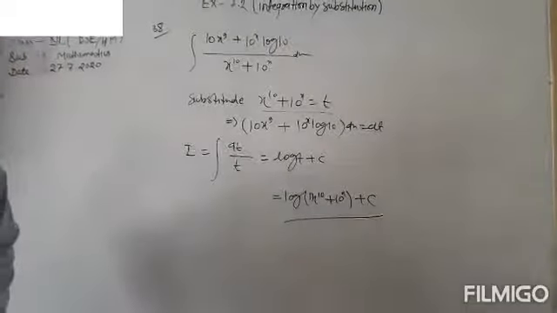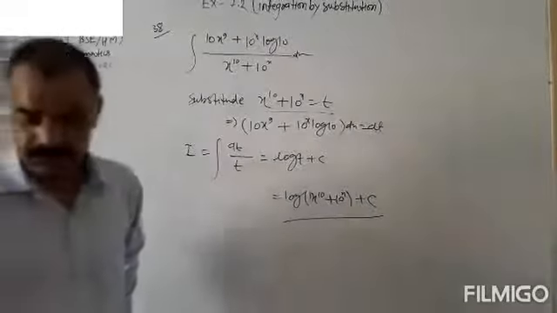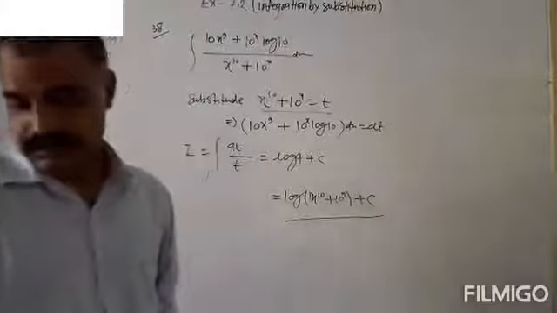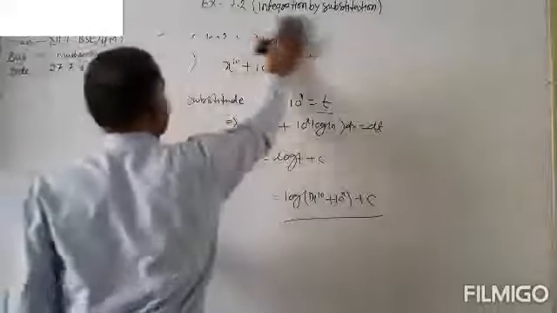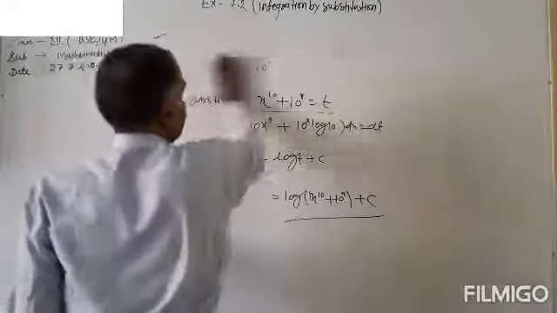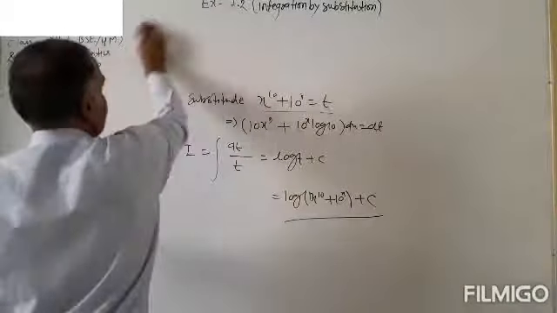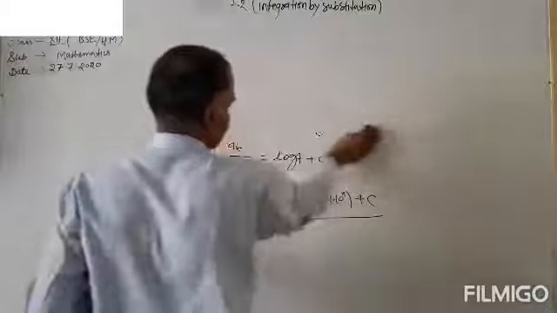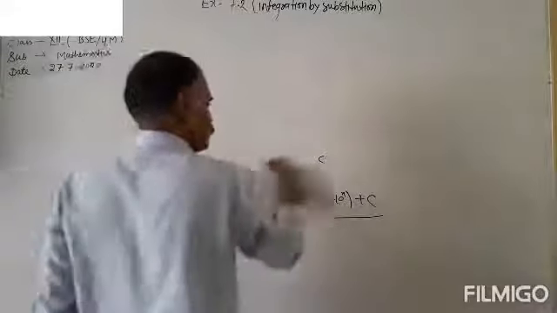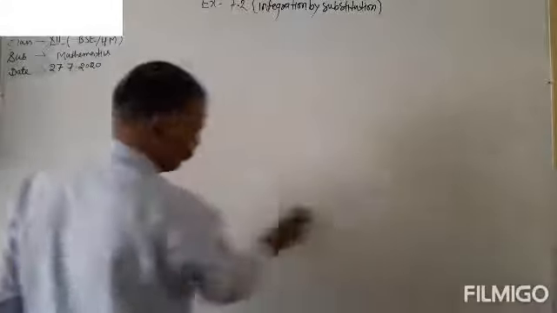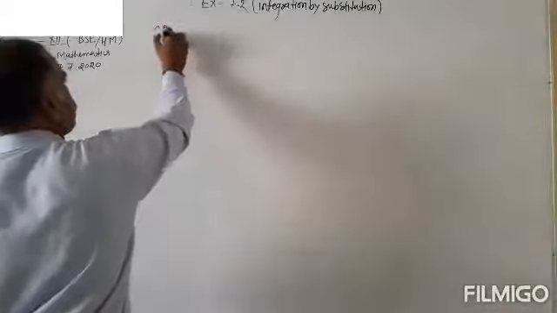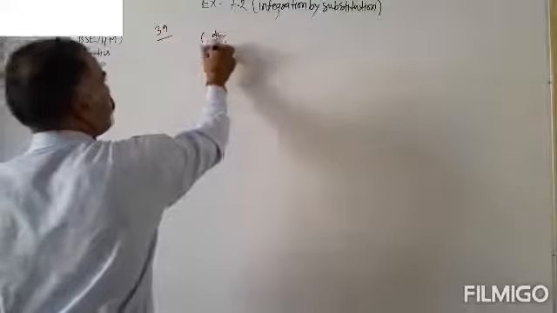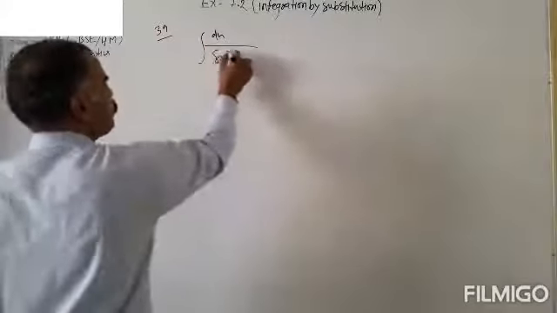Okay. Now one more question should also be taken, that is question number 39. The last question of this exercise is question number 39, and it should be included in the solution also. So question number 39: integrate dx upon sin square x into cos square x.